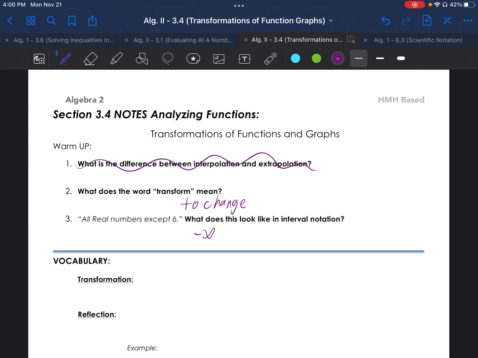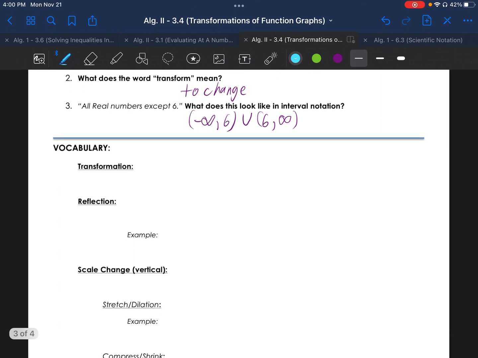All real numbers except 6. What does it look like in interval notation? So we're starting off at negative infinity. We go all the way to 6, comma in between, and they're both parentheses because you don't get to either number. And then you also have another piece that picks back up at 6 and goes forever to infinity. It's not everywhere in between, but it's both of those, so you do the U for the union. So this and this.